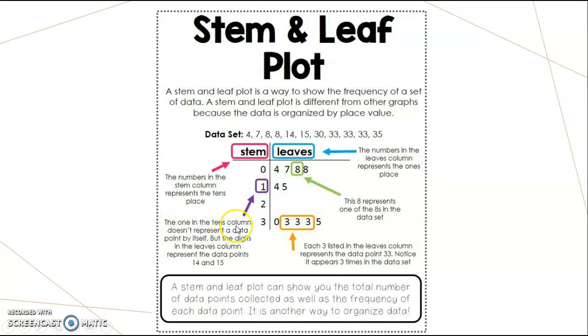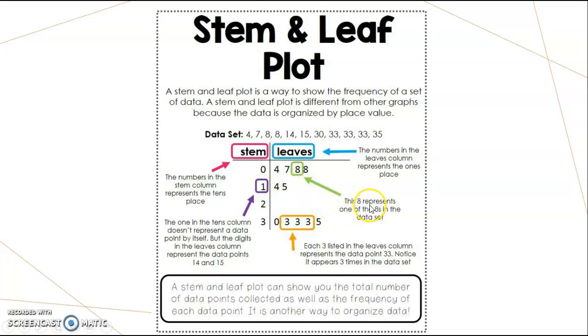The 1 in the tens column does not represent a data point by itself, but the digits in the leaves column represent the data points 14 and 15. So here you're just going to put the 1 once. You have a 1 here, and another 1 over here, but you're not going to put 1 and 1. You're just going to put 1 one time, and then you're going to add the 4, and then the 5.